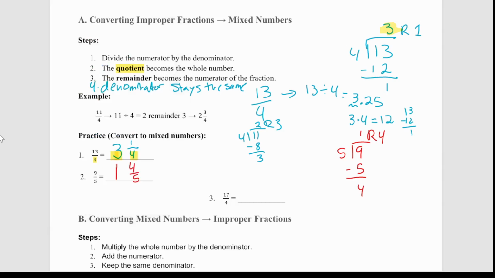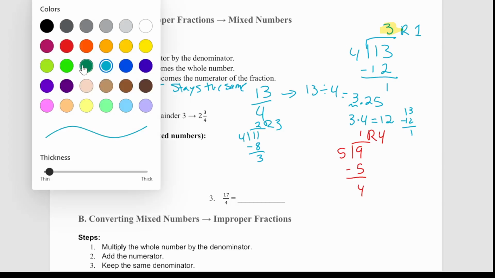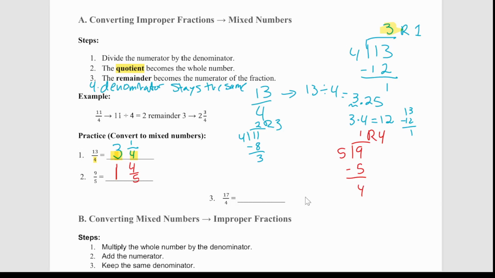Similarly, if I'm doing 17/4, I've already used that bright blue quite a few times. So let's go and change that up a little bit. 17 divided by 4. 4 goes into 17 4 times. 4 times 4 is 16. 17 minus 16 is 1. That is 4 with a remainder of 1. So 4 1/4. Because again, that remainder goes in the numerator, that 4 goes in the denominator.